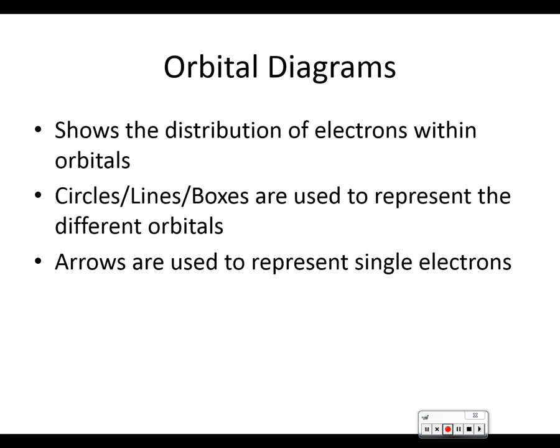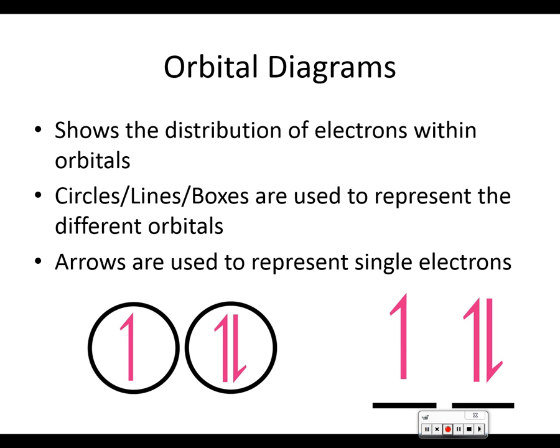Meaning that our orbital diagrams are going to look like some combination of these circles and lines and arrows. Some of them might be full, some of them might be empty, some of them might be half full, right? But some combination is what our orbital diagrams are going to look like. Okay? Good there? All right, let's get started.